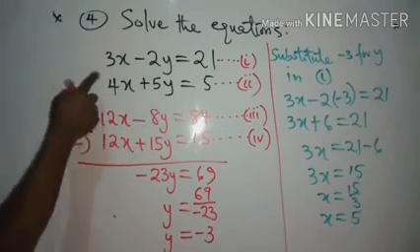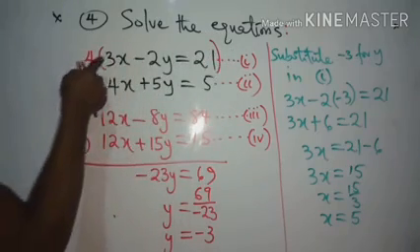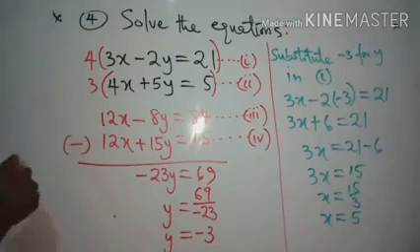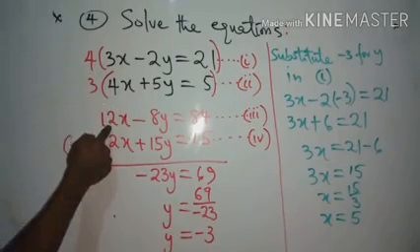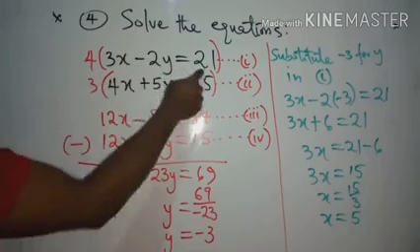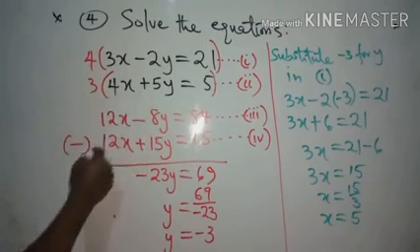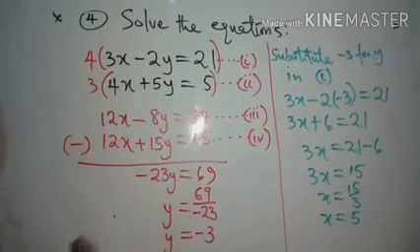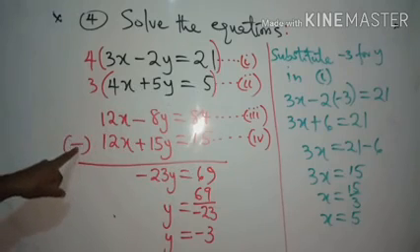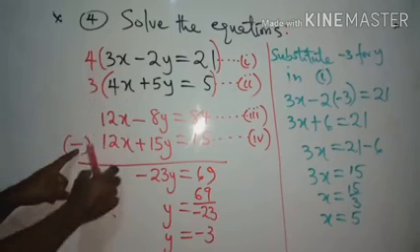So I'll take the first number here, which is 4, and multiply everything here by the 4. I'll take the first number here, which is 3, and multiply everything here by 3. And that will give me 4 times 3x gives me 12x, 4 times 2y is 8y, 4 times 21 is 84. Same thing with this one: 3 times 4x is 12x, 3 times 5y gives me 15y, 3 times 5 gives me 15. Now I have the same coefficient for the x, and the signs are the same. They both have positive as their signs. I'm going to use negative to eliminate this side.